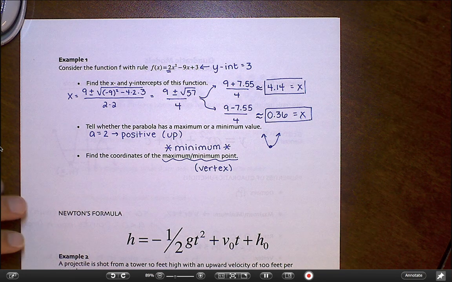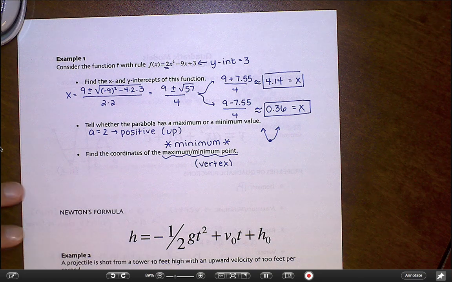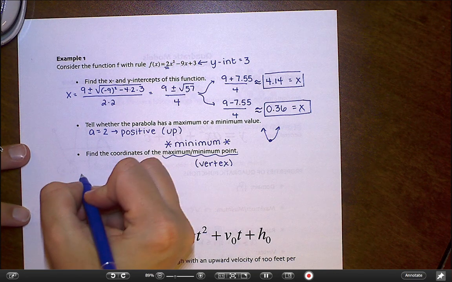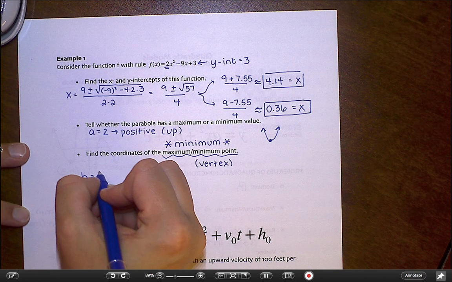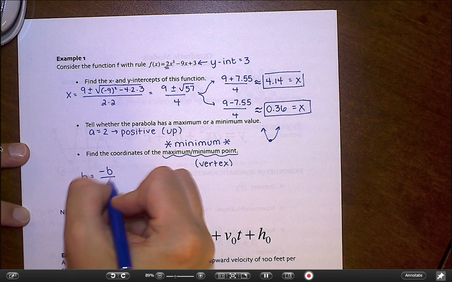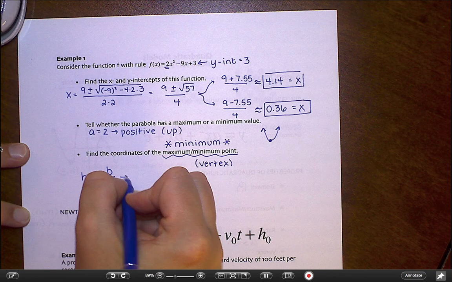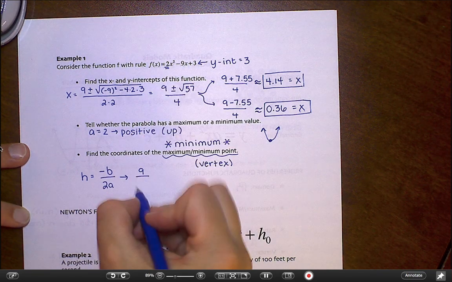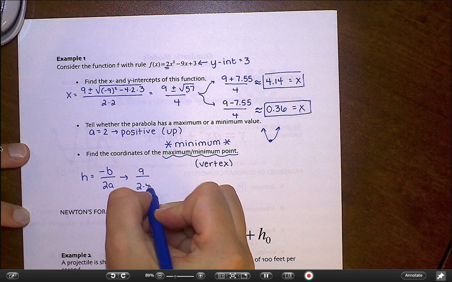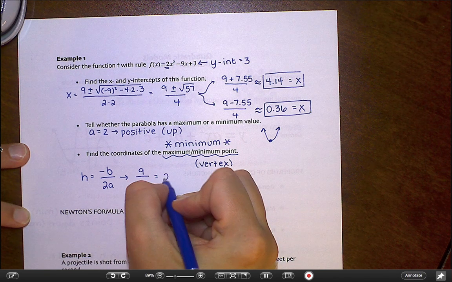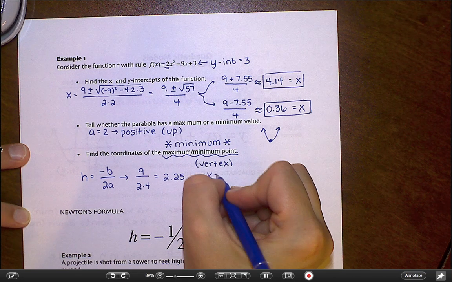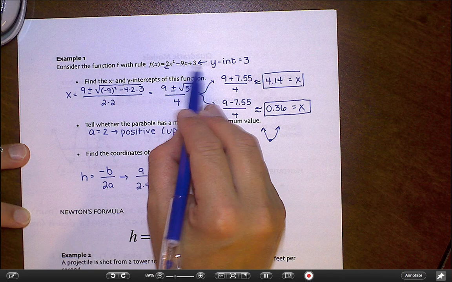I'm going to go through the calculations to find h and k. I think that'll be a little shorter in this case because these numbers are kind of ugly up here. So I'm going to say h is negative b over 2a, which in this case would be positive 9 over 2 times 2, so 9 over 4. And 9 over 4 is going to be 2.25.